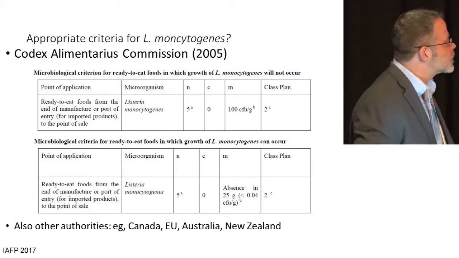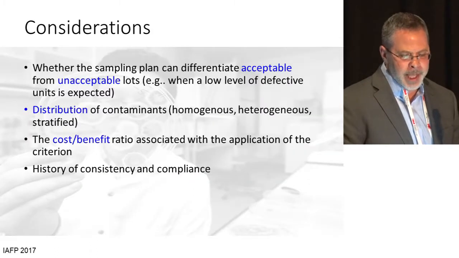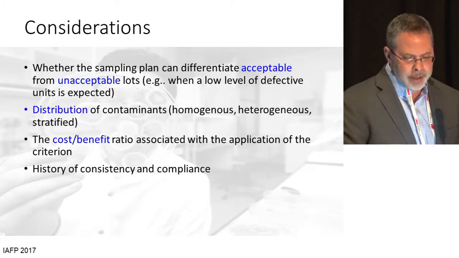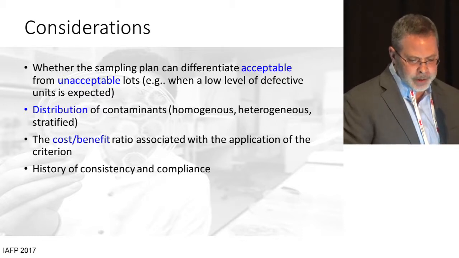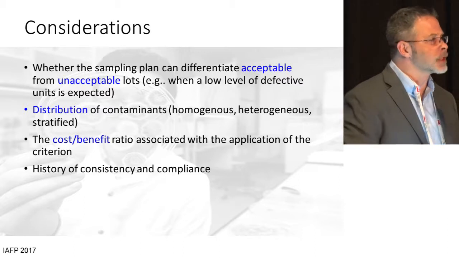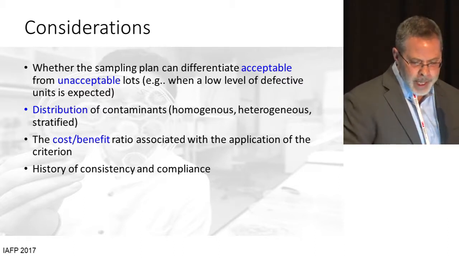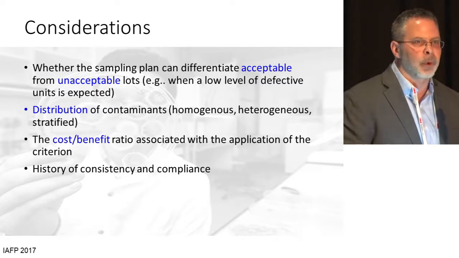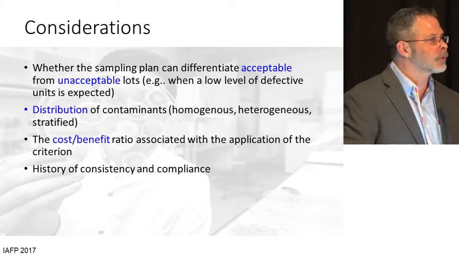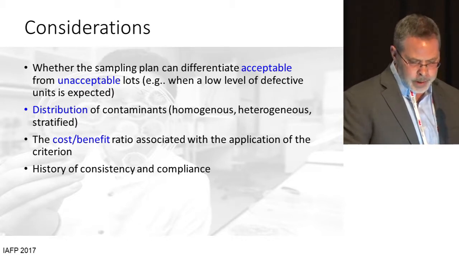There are other considerations when we establish and interpret criteria. It's whether or not the sampling plan can really differentiate acceptable from unacceptable lots, and I talked about that if we've got a low level of defective units. We have to look at the distribution within the lot. It may be unevenly distributed, and maybe sampling can capture that contaminant. We need to look at whether or not I can even afford to sample enough units to give me confidence in the absence or the management of that hazard, and then also need to look at the history of consistency and compliance.